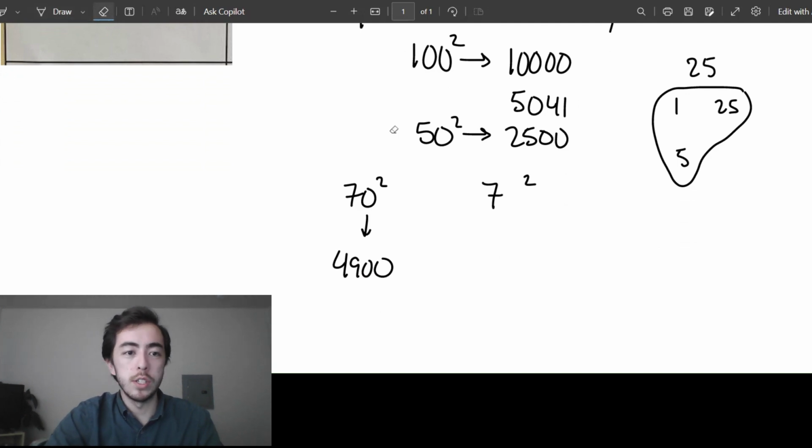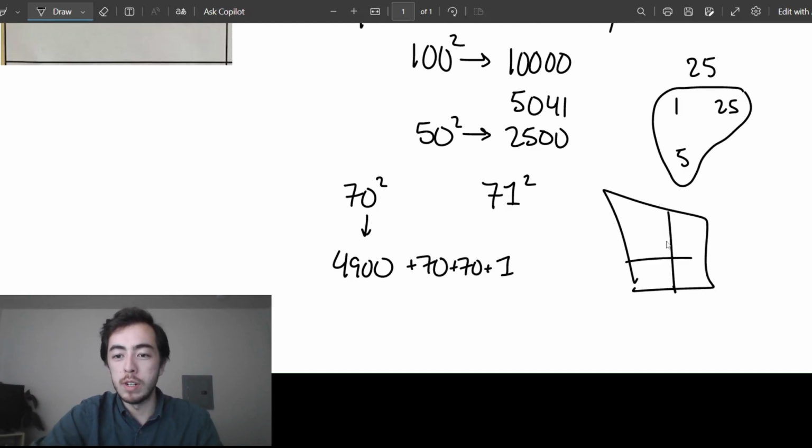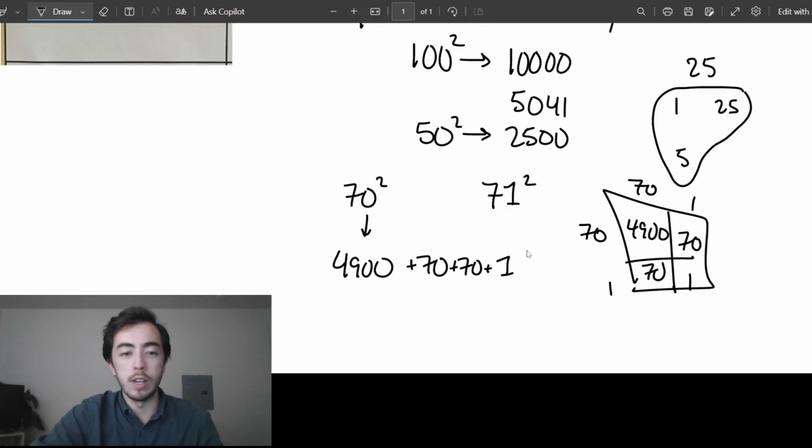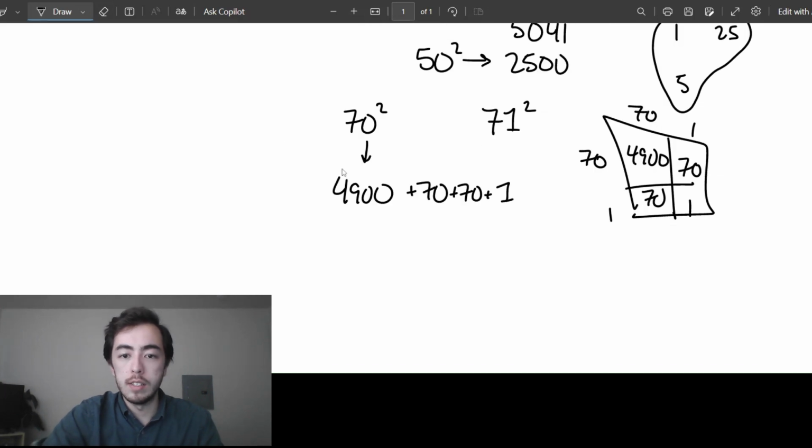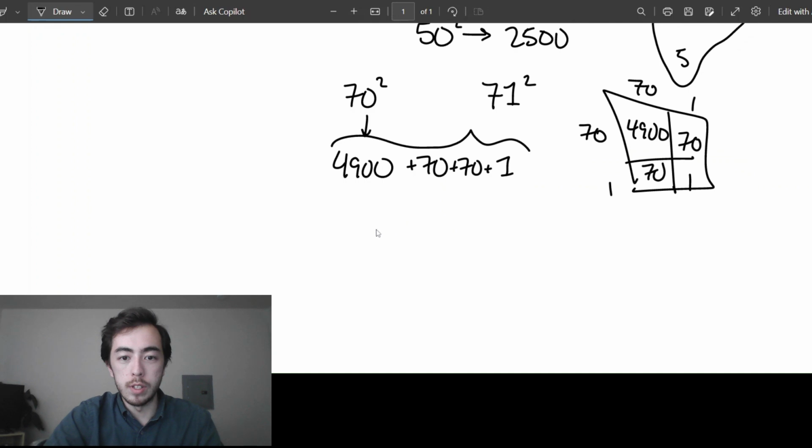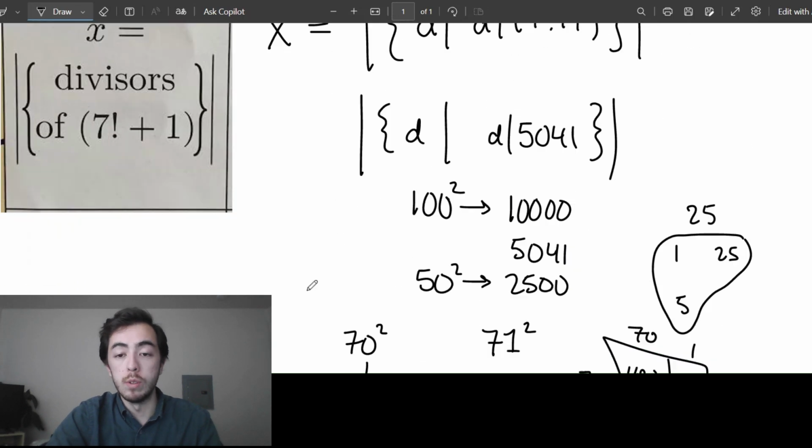So maybe let me actually just try 71. This will be the previous square, and then it looks like I should add on a 70 and a 70 and a 1. I'm imagining an area model right now, where if I do 71 times 71, here's my 4,900, here are both of those 70s, and here's that 1. So this shows me that 71 squared is going to be 5,041. Okay, well, that's cool.